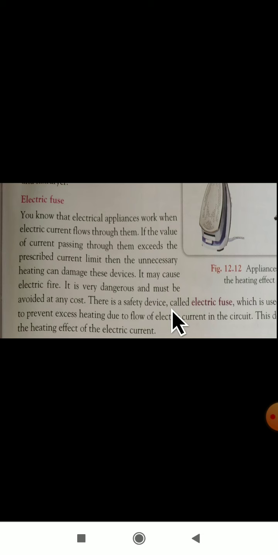Okay, if you continuously use any electric appliance, the flow of current will be more and it will be overloaded and it will damage that device. Even it may cause an electric fire also, as it is very dangerous. So it must be avoided. So to avoid that, one safety device is there. That device itself we call an electric fuse.